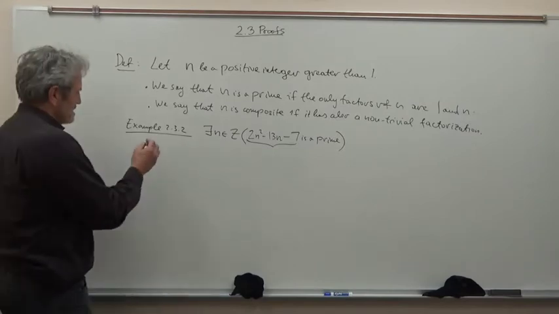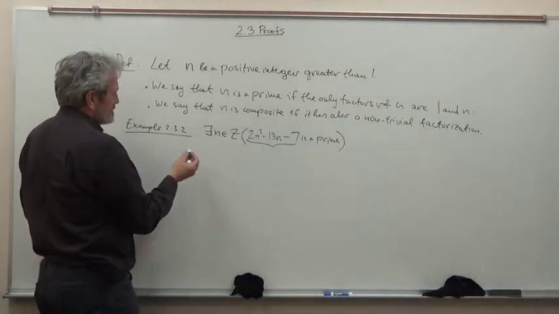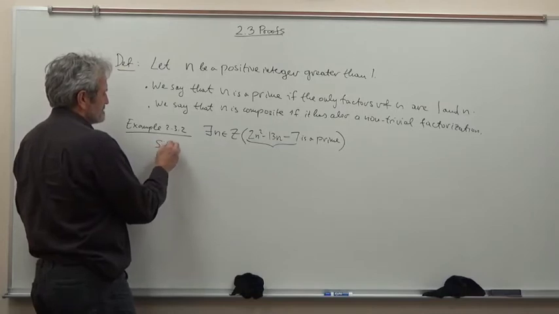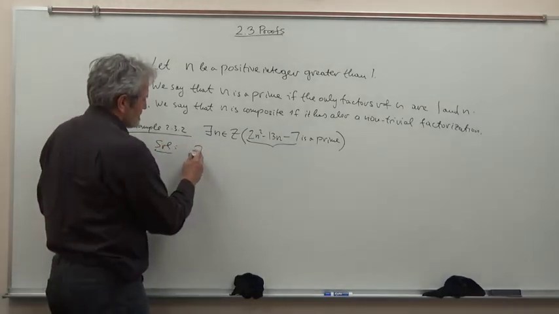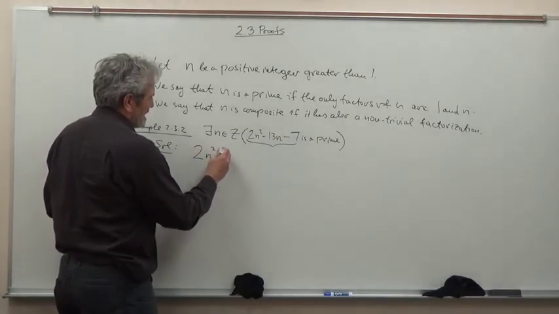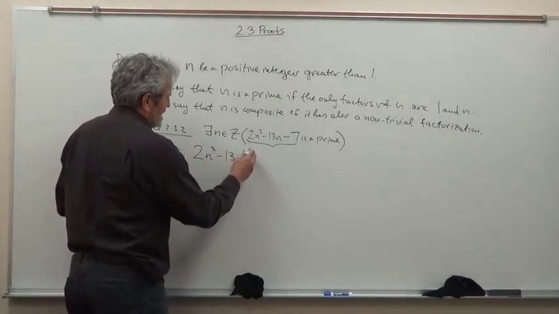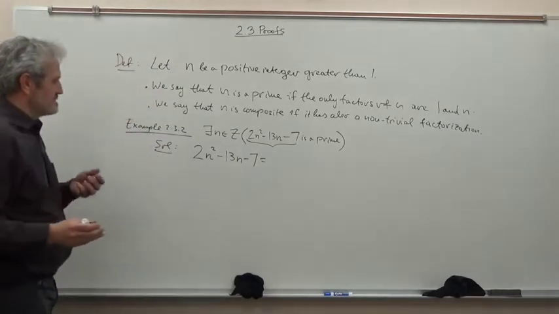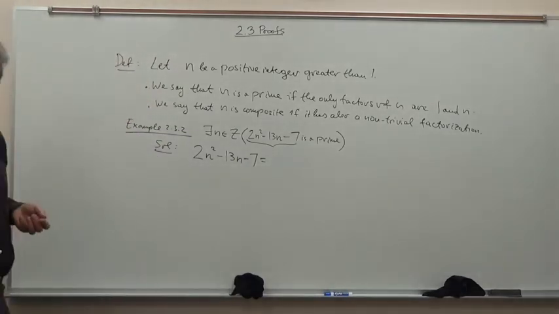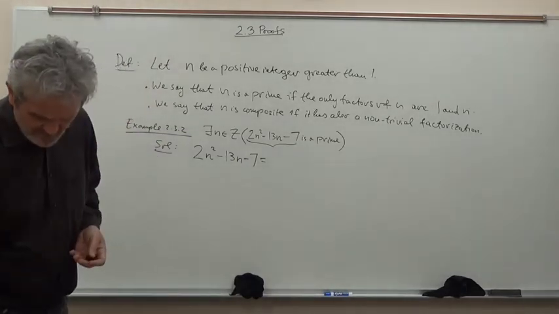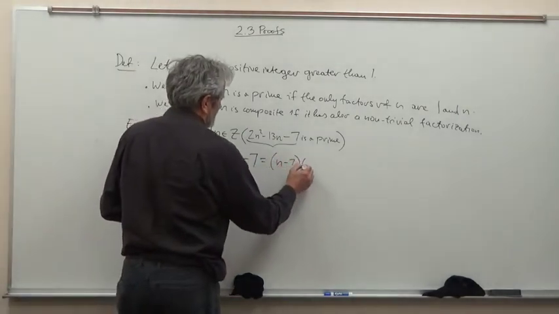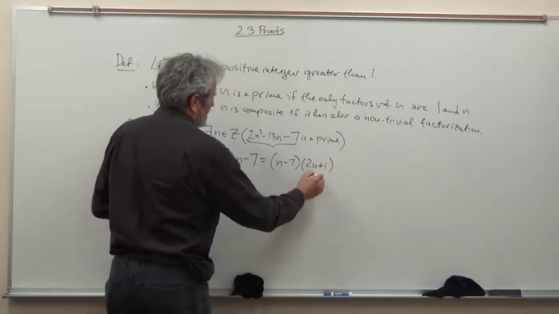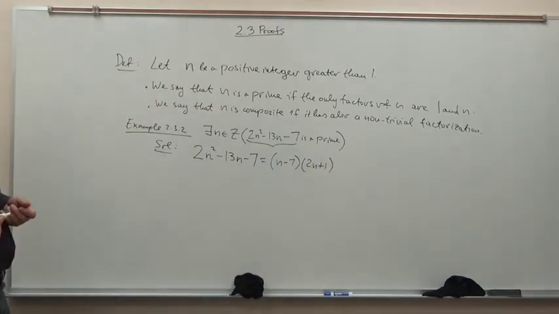Why? Because let's look at the expression, even if we don't know a solution, even if we don't know what n is, this quadratic expression has a nice and easy factorization. What would that factorization be? n minus 7 times 2n plus 1.